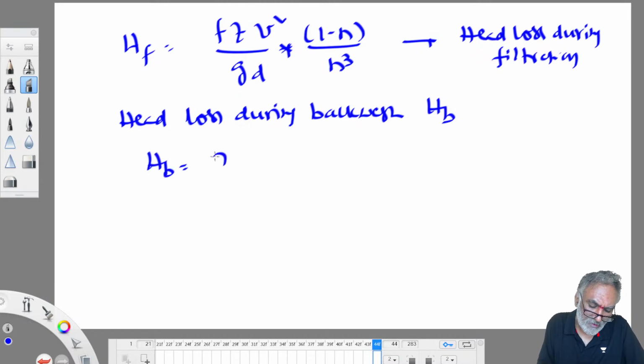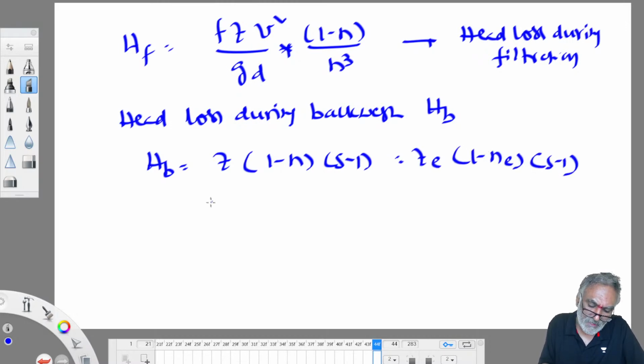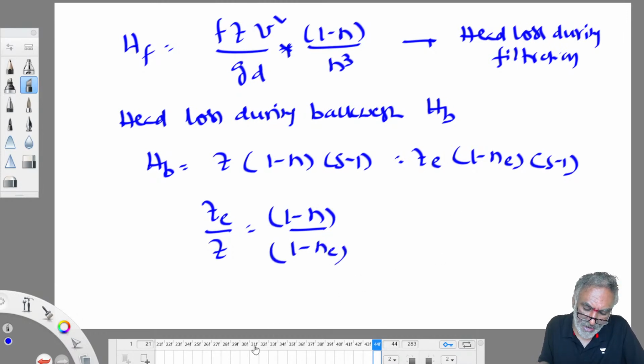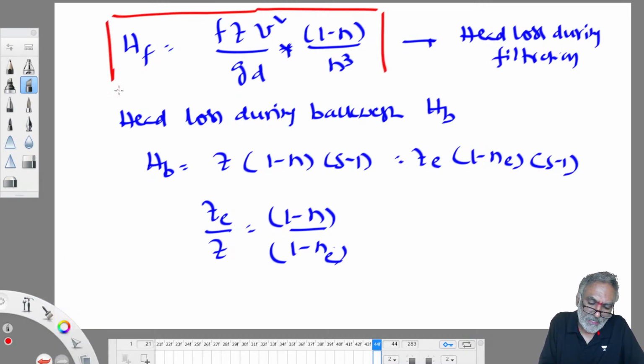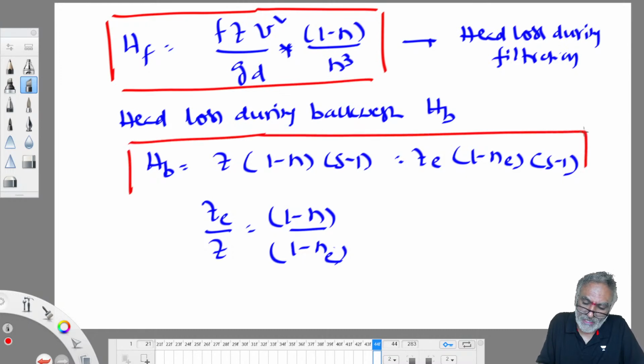So head loss during backwash we work out by Z into (1 minus n) into (S minus 1), which is also equal to Ze into (1 minus ne) into (S minus 1). And we can also bring out the relation: Ze by Z is equal to (1 minus n) by (1 minus ne). Ze is the thickness of the expanded bed, and ne is the porosity of the expanded bed. Okay? We solved numericals based on these equations already. This is called the Carman-Kozeny equation, for head loss during filtration.